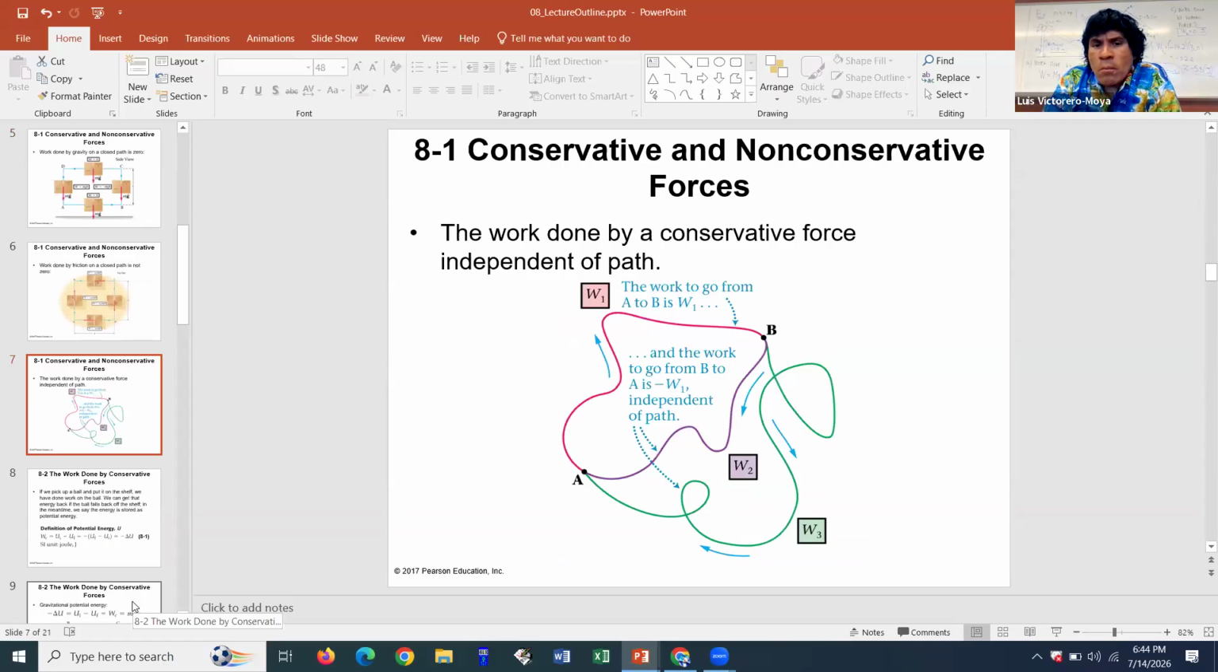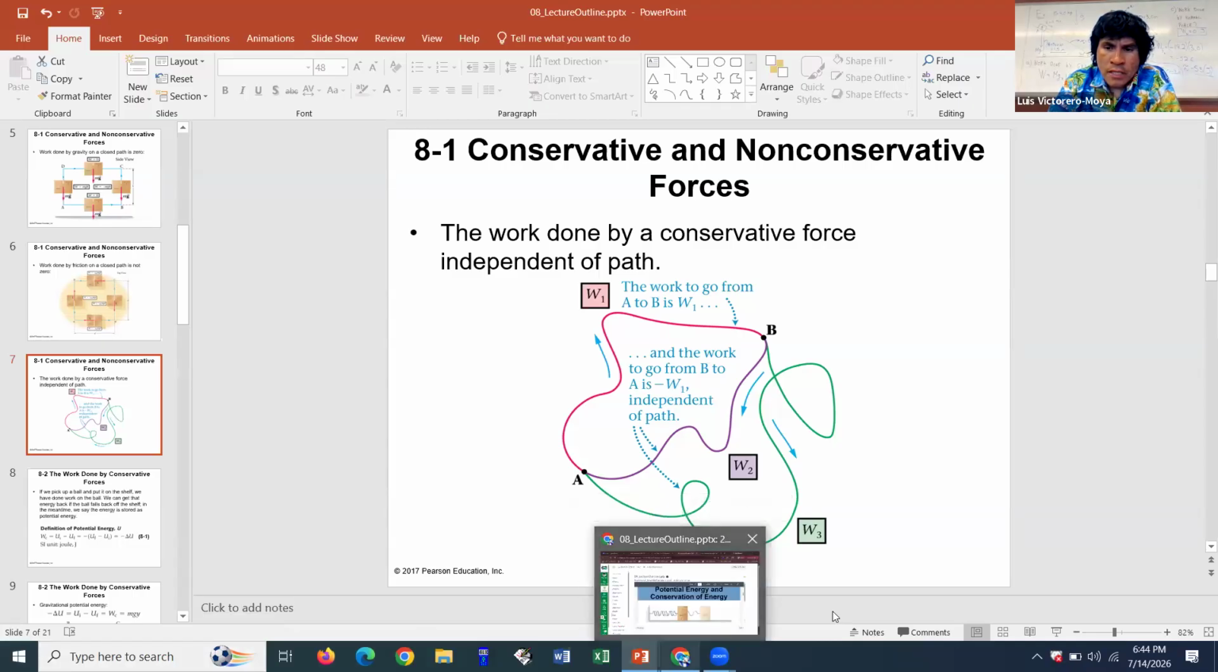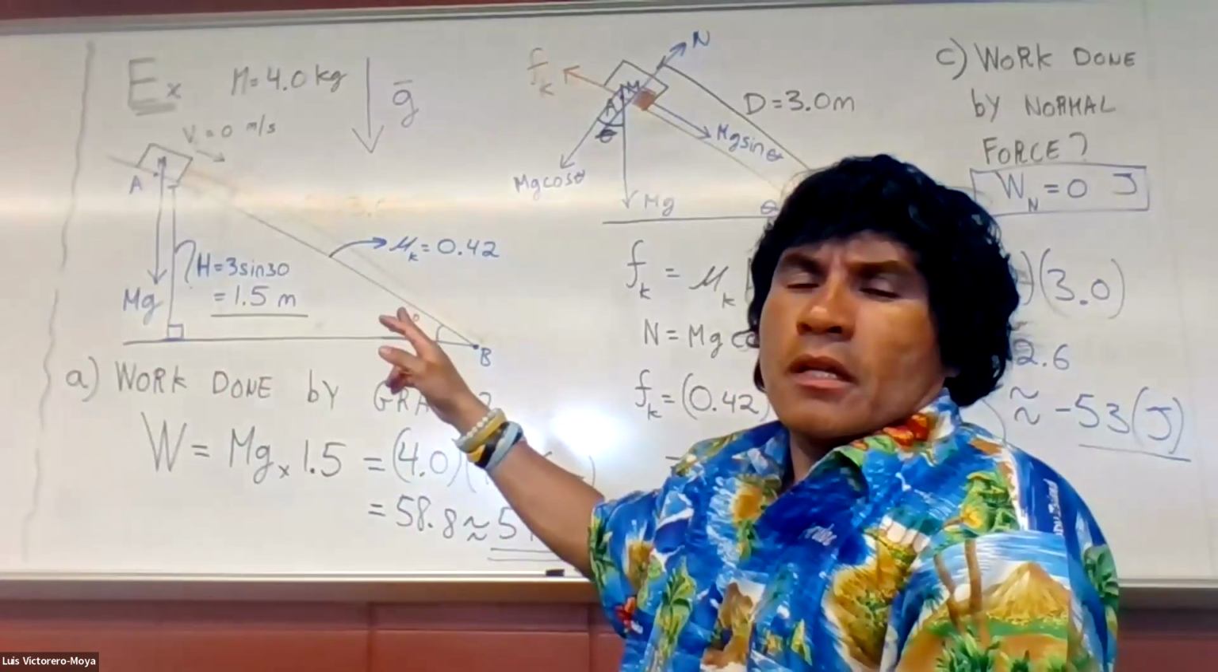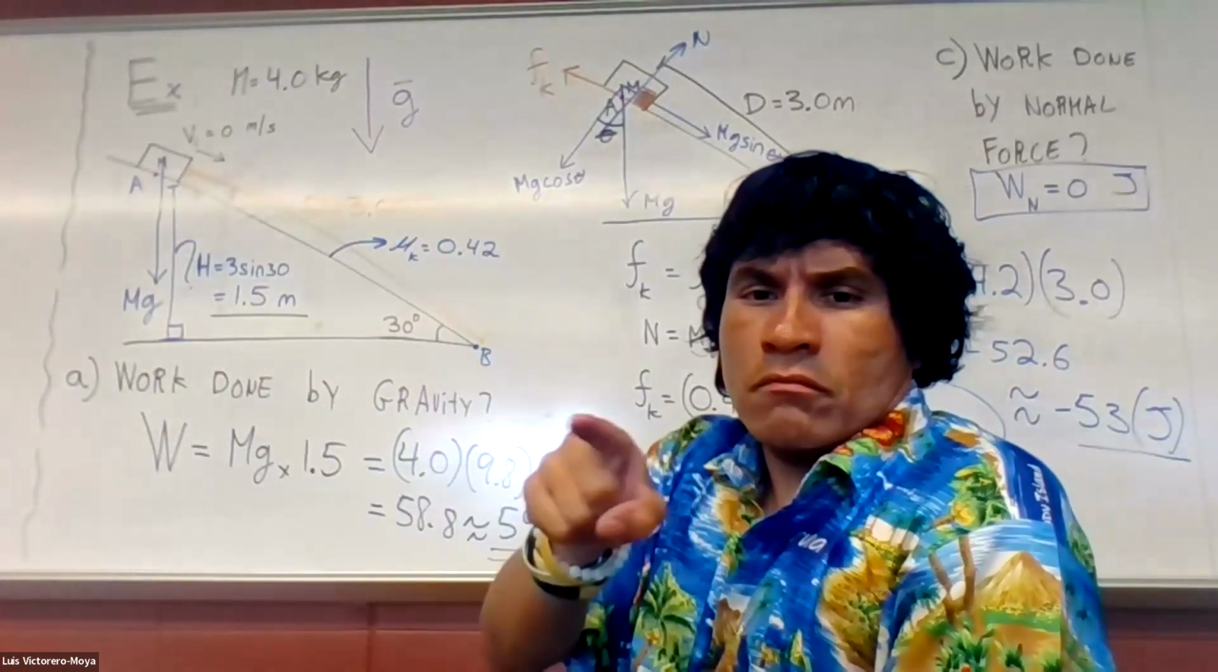Additionally, the work done by a conservative force is independent of path. That can be explained by the physics behind ramps. You see in the ramp I showed you here, in that one there, what if it was like this, as a curve?